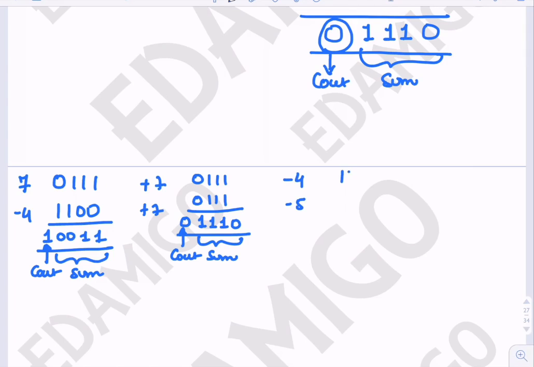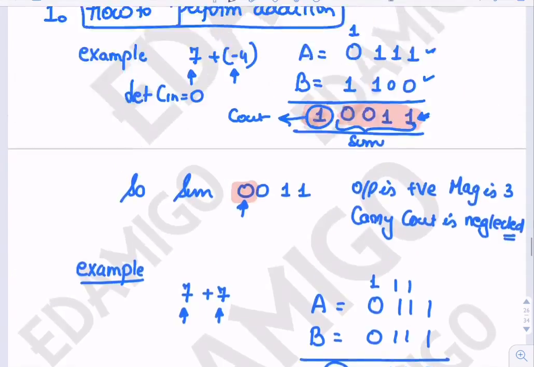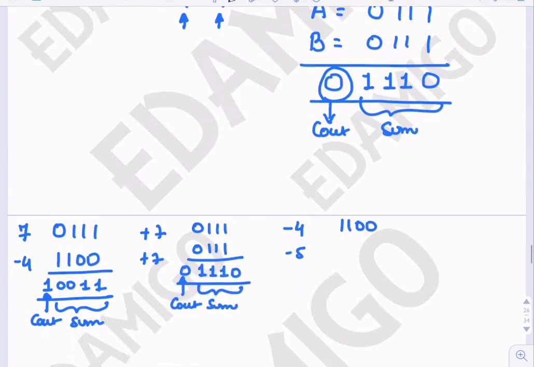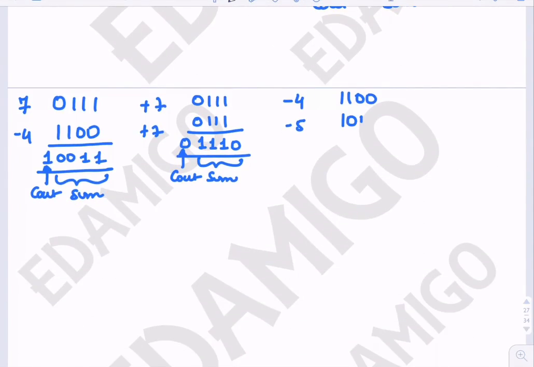Okay, so we have 1 1 0 0, and let's see what is minus 5. So minus 5 is 1 0 1 1. So it is 1 1 1 0 1. So this is C out and this is your sum.